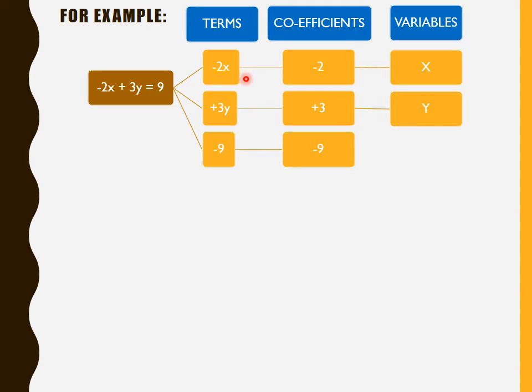Now, if we break down the terms, these consist of two parts. One, constants, and secondly, the variables. For minus 2x, minus 2 is the constant value and x is the variable. Minus 2 here is also known as the coefficient of x. Plus 3 is the coefficient of y, but since minus 9 is not associated with any variable, we will call it a constant value.